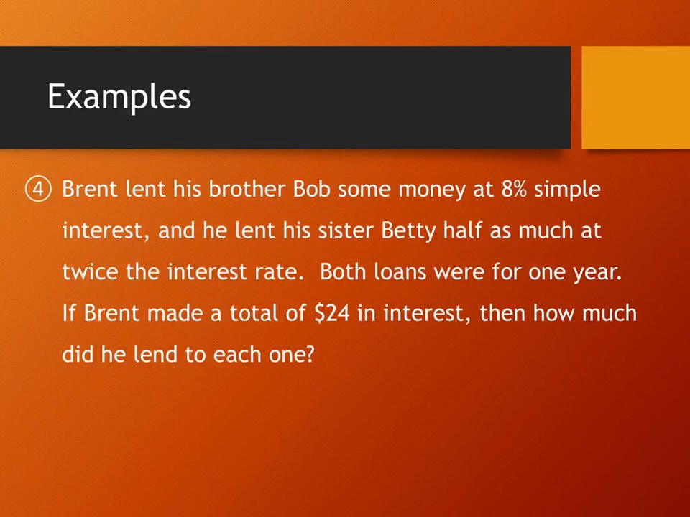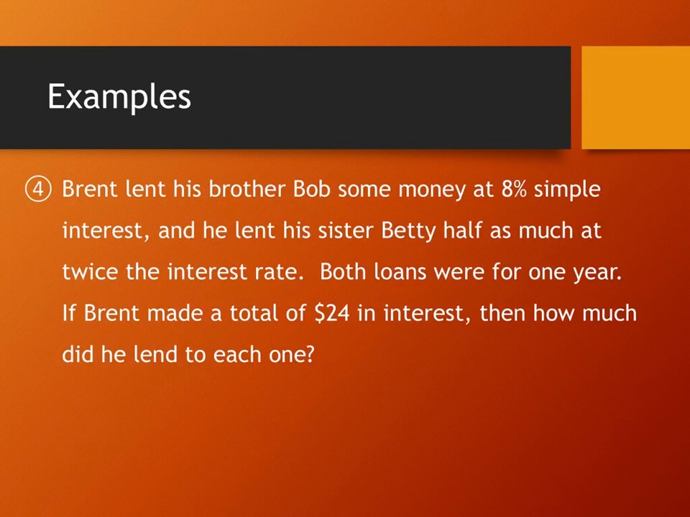Okay, this is a business type problem. All right, Brent lent his brother Bob some money. It's a really bad idea. Don't lend money to people. Give it to them or just say no. It's a bad plan. Okay. But Brent obviously did not learn that.